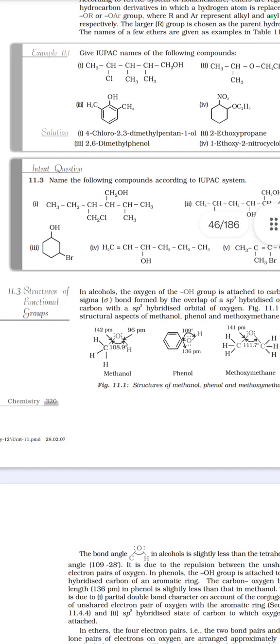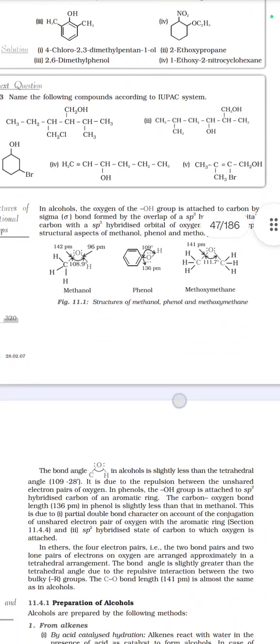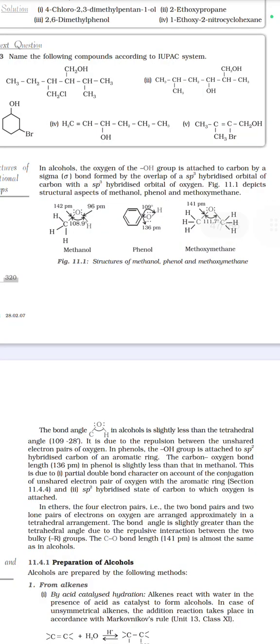Structure of functional groups. In alcohols, the oxygen of the OH group is attached to the carbon by a sigma bond formed by an overlap of an sp3 hybridized orbital of carbon with an sp3 hybridized orbital of oxygen. Figure 11.1 depicts structural aspects of methanol, phenol and methoxymethane, with the bond angles between them.